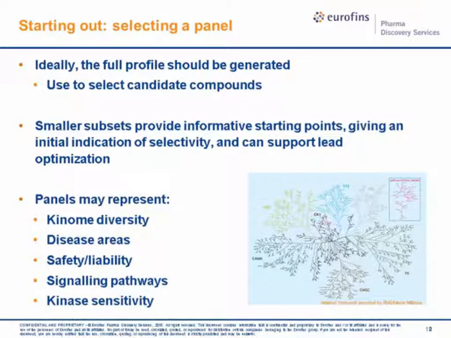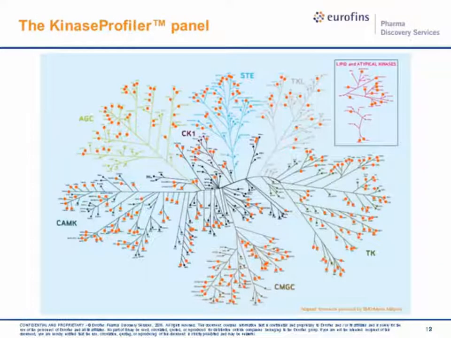Smaller subsets can definitely provide informative starting points. I showed on one of the previous slides the small snapshot of the SAPK family around the BIRB796 compound. That can be used to support lead optimization, but periodically checking a more diverse panel is often a good idea because there may be other activities that come and go as the medicinal chemistry campaign develops.